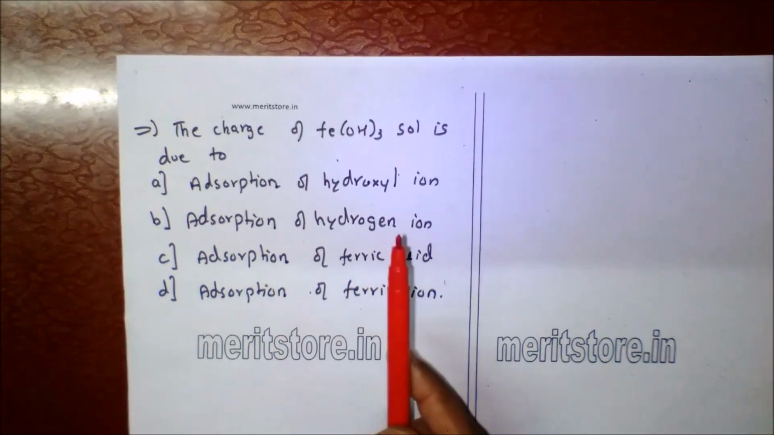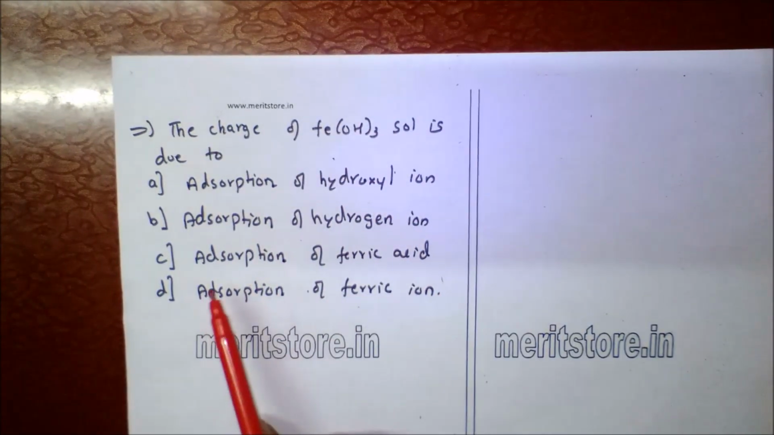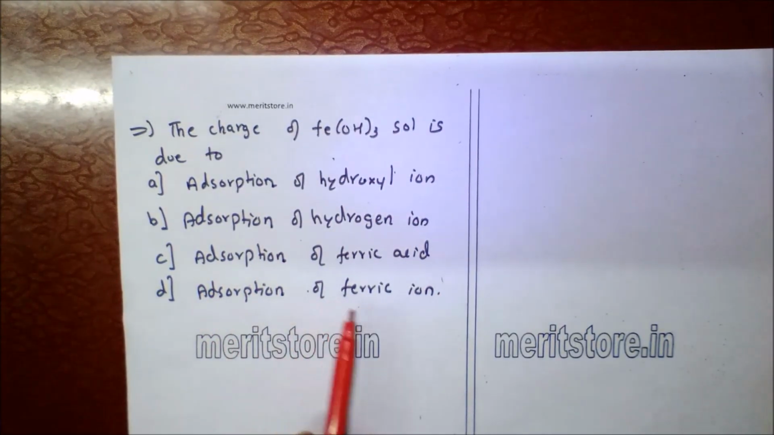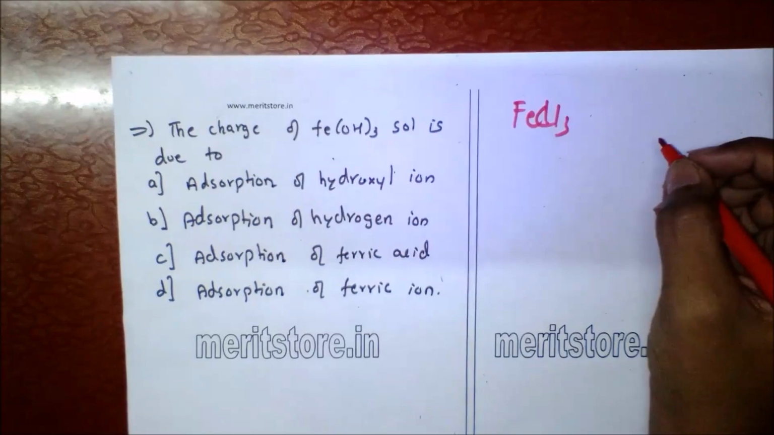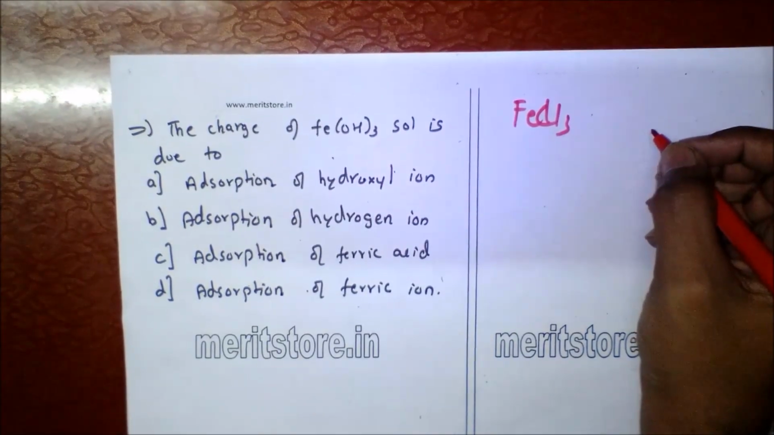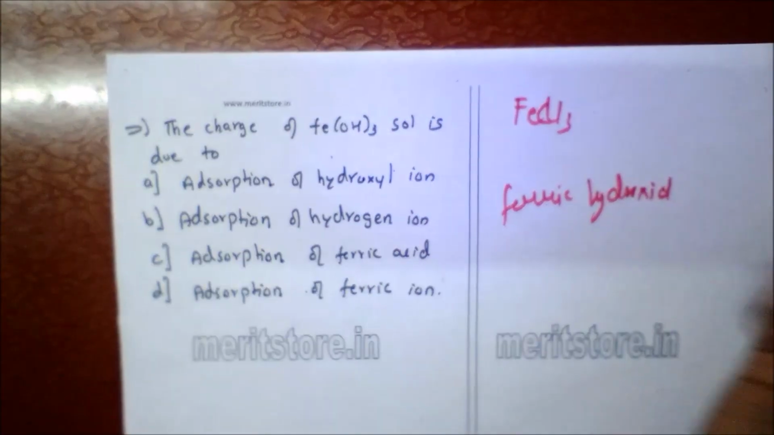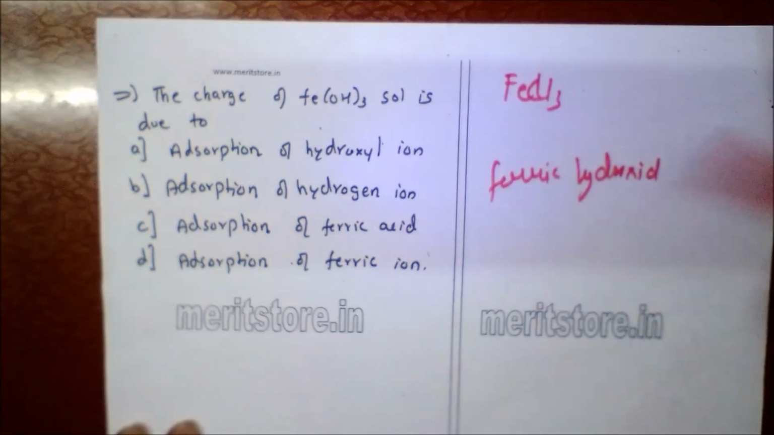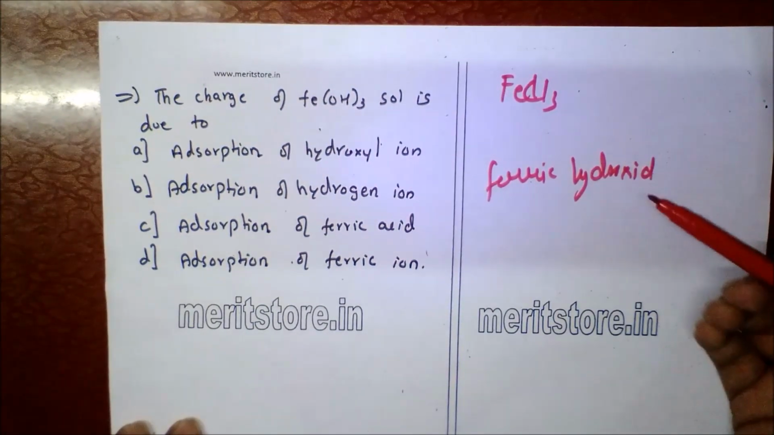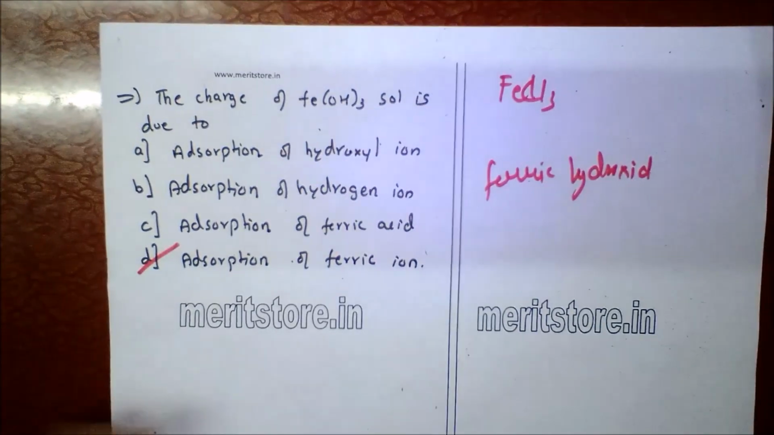The charge of Fe(OH)3 solution is due to: A. adsorption of hydroxyl ion, B. adsorption of hydrogen ion, C. adsorption of ferric acid, and D. adsorption of ferric ion. Now, when FeCl3 is added to excess hot water, a positively charged solution of ferric hydroxide is formed due to the adsorption of Fe3+ ions. Therefore, the correct answer here is option D, adsorption of ferric ion.